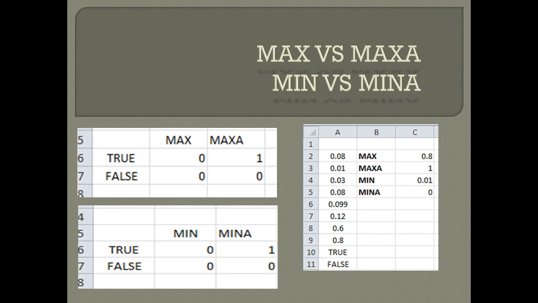Now I say in a sense because with them, text is always equal to 0, except when it says true. Anytime that it says true in the workbook, then MAXA or MINA will set that equal to 1. So let me give you an example.